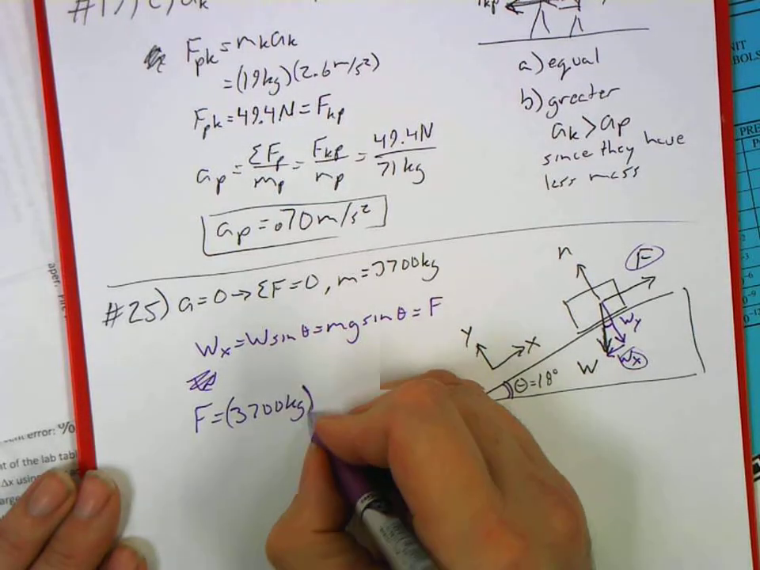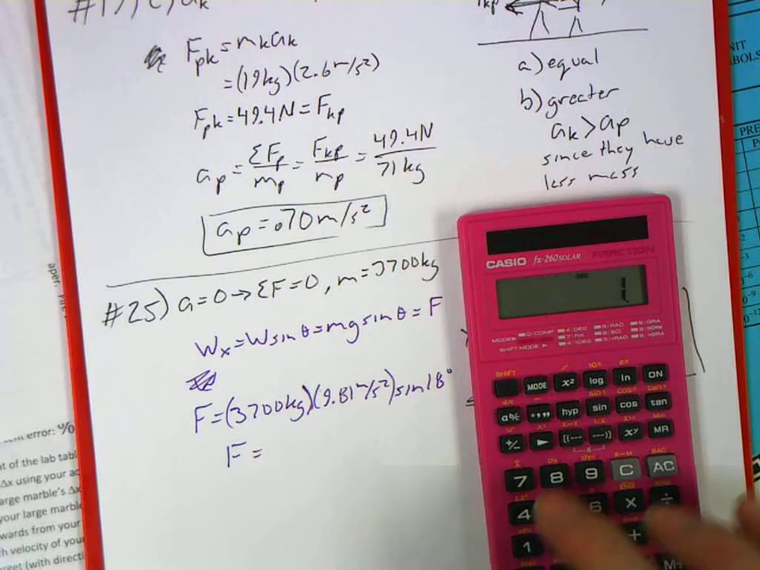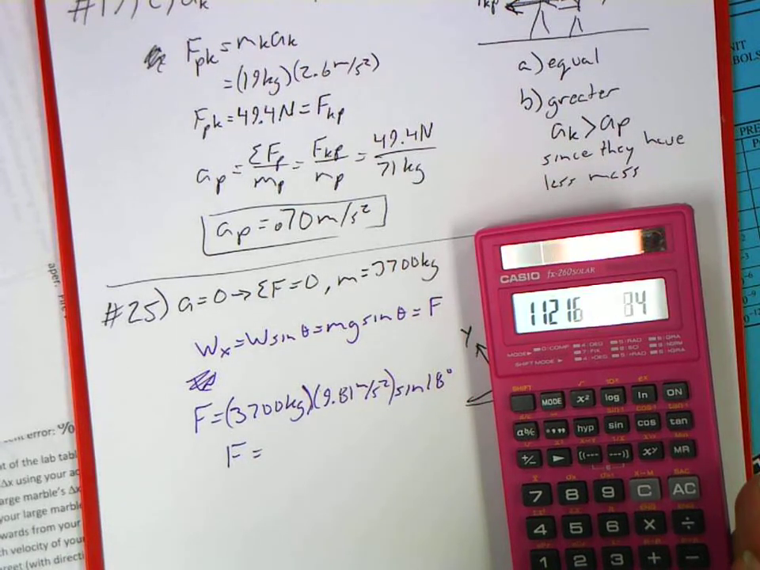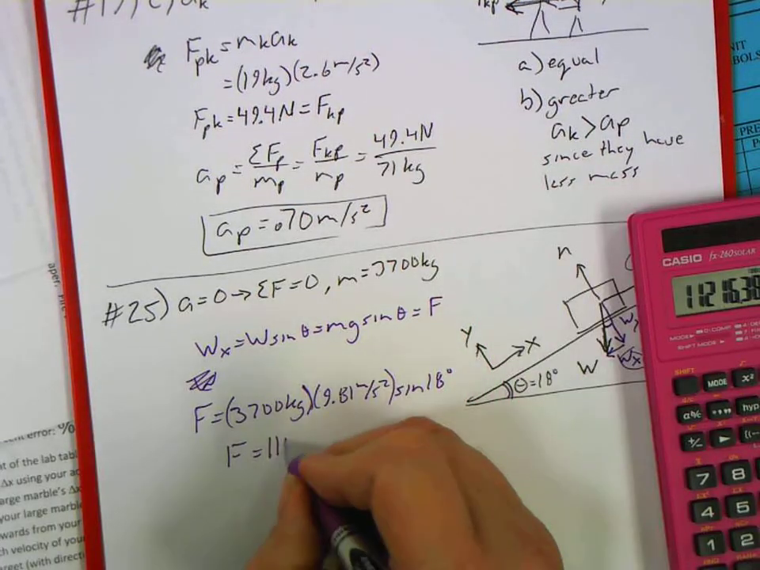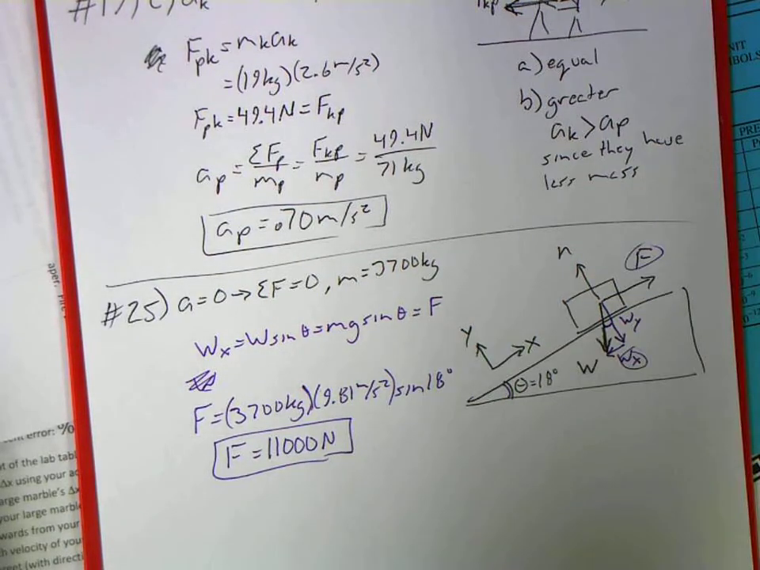So 49.4 newtons divided by 71 is 0.6 something, actually 0.696 meters per second squared. That's the answer for part C. We have less than 5 minutes, so we'll go ahead and do number 25 on here.